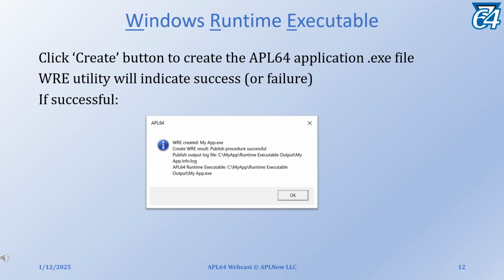When the Create button is clicked in the completed WRE creation utility dialog, the APL64 developer version instance will attempt to create the WRE executable and log files in the WRE target folder. The message box will indicate if the process was successful or not. If the process is not successful, the WRE log file should be consulted at the path specified in the message box.